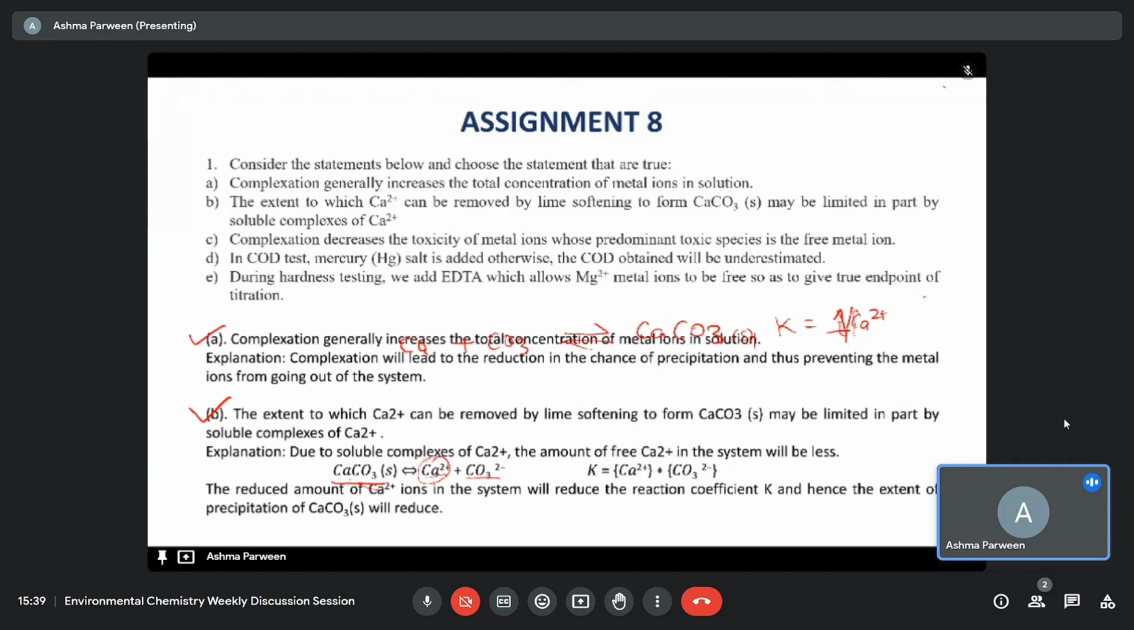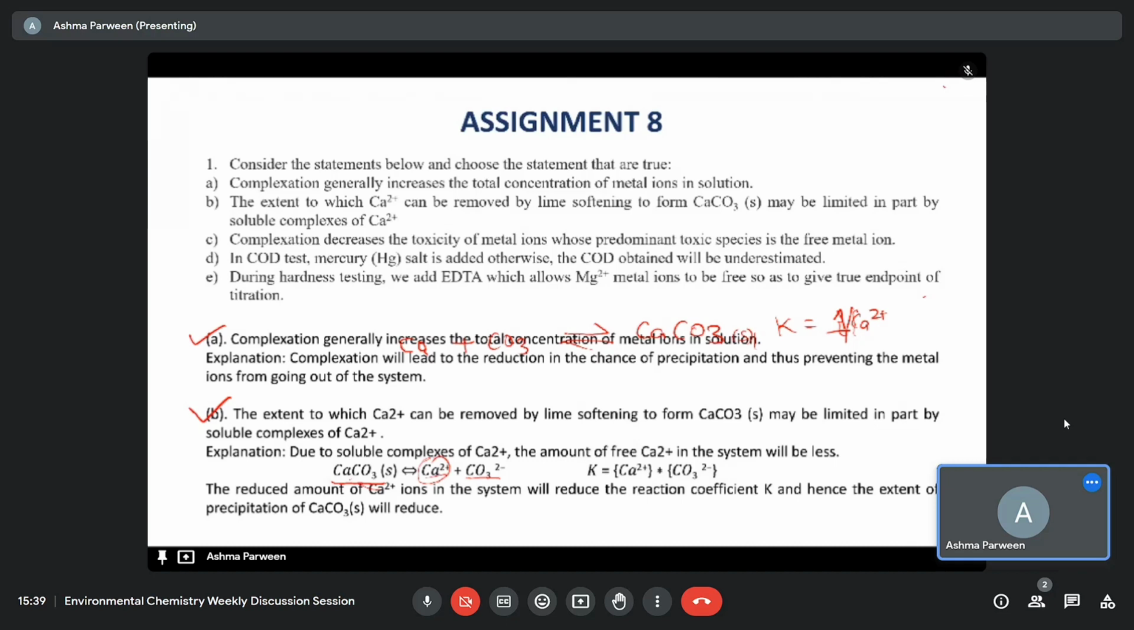Complexation decreases the toxicity of metal ion whose predominant toxic species is the free metal ion. So I think this is also correct, because due to formation of complexes, the free metal ion concentration will decrease, and eventually if the free metal ion is the toxic one, then its concentration will decrease, and eventually the toxicity will also decrease.